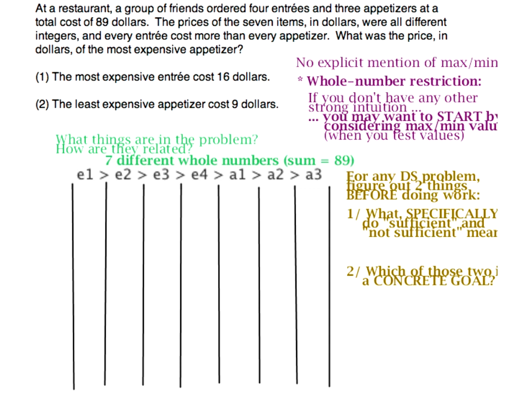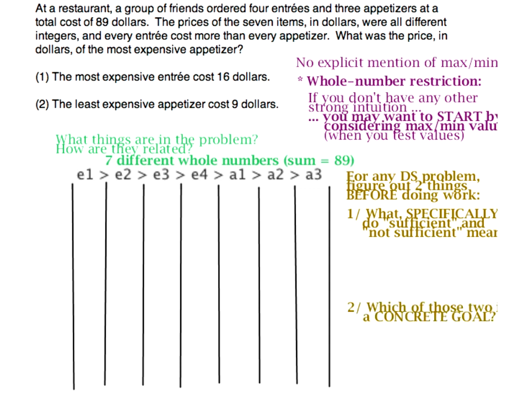So let's talk about sufficient and not sufficient in this problem. So we have 7 prices. The prices are all different, so we're definitely going to have to test cases. Which one of these 7 values is the goal of the problem? I mean, we don't want all 7. The biggest mistake you can make here is to focus on all 7, when the goal of the problem is A1.